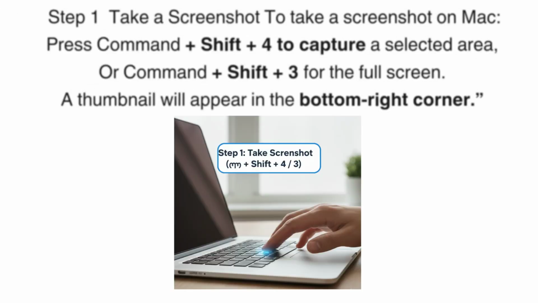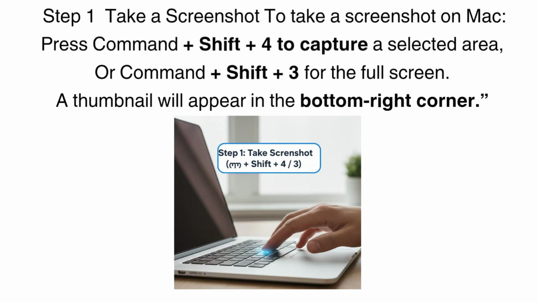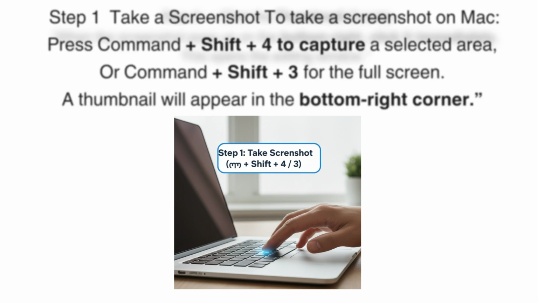Take a screenshot. To take a screenshot on Mac, press Command plus Shift plus 4 to capture a selected area, or Command plus Shift plus 3 for the full screen. A thumbnail will appear in the bottom right corner.